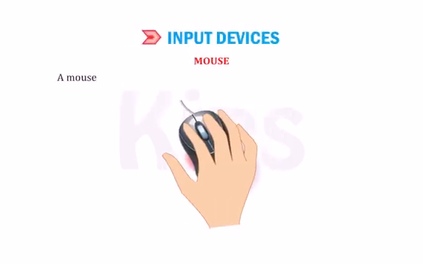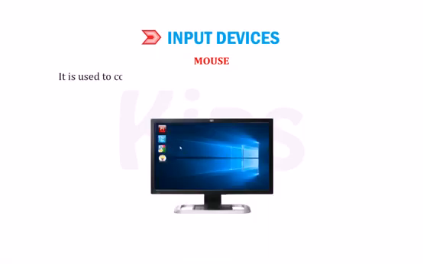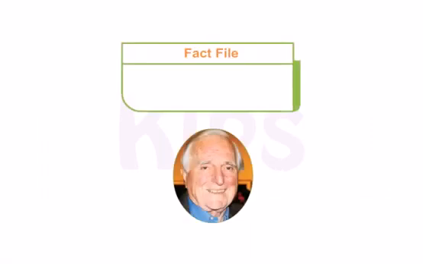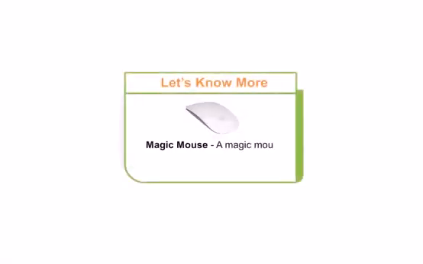Mouse. A mouse is a handheld pointing device with two buttons on its top. It is used to control the movement of a pointer to select the objects and to open files or folders. A mouse is also used to draw pictures. Who is he? He is Dr. Engelbart, the inventor of the computer mouse. A magic mouse is a multi-touch mouse which was designed in 2009.